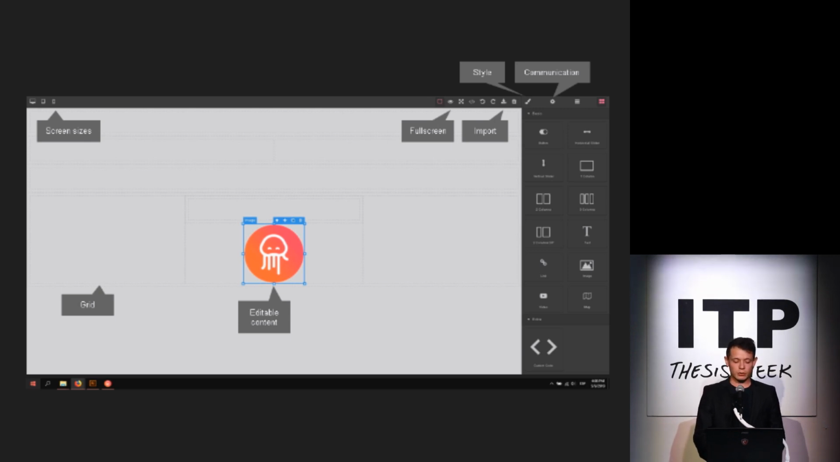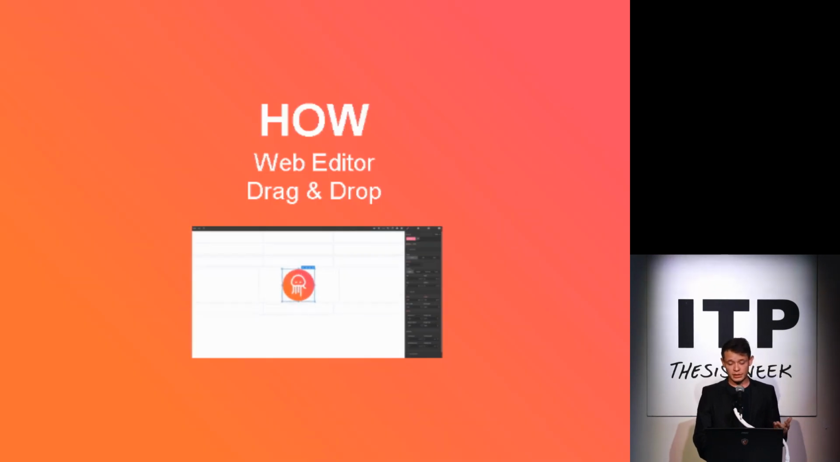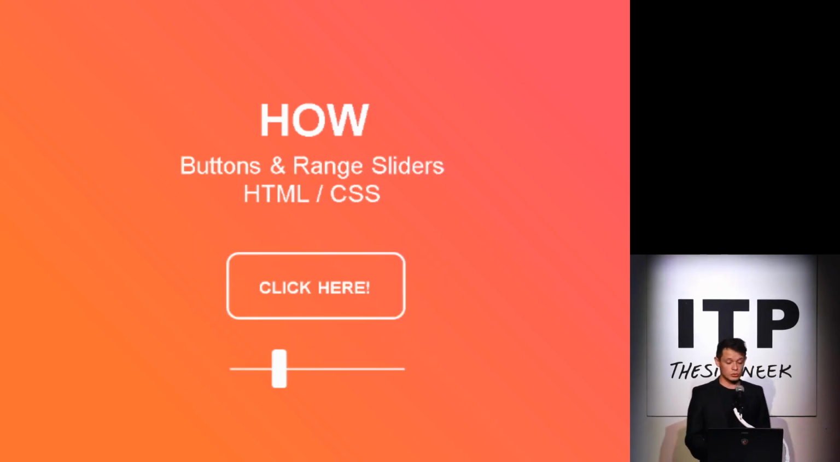I want to talk about 3 things that make Oscar what it is. The first one is that Oscar is a web editor with drag and drop capabilities. So you are able to drag and drop all the components that you need, and you're going to be able to see how it looks in real time. The second one is that I decided to use 2 kinds of components.